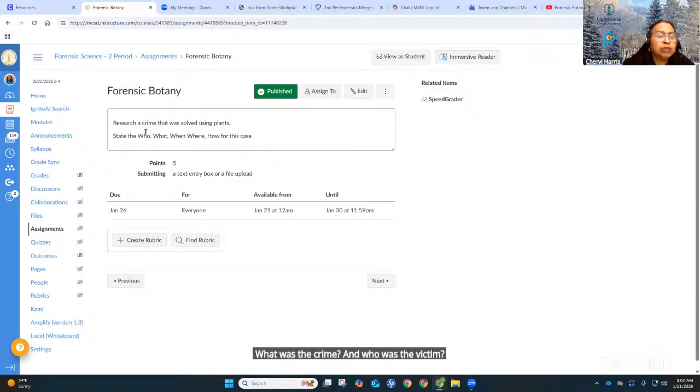What was the crime? And who was the victim, or who were the victims, and what do you call it? The perpetrator. Okay, so all of that needs to be in your report. You are researching a crime that was botany related, and you're going to answer the who, what, when, where, how for that case.